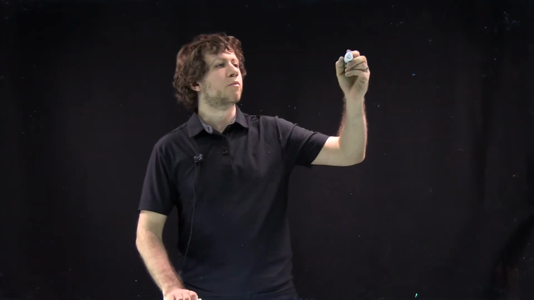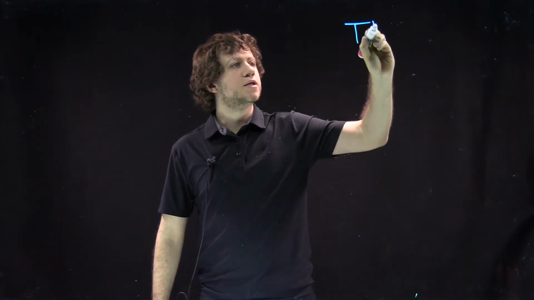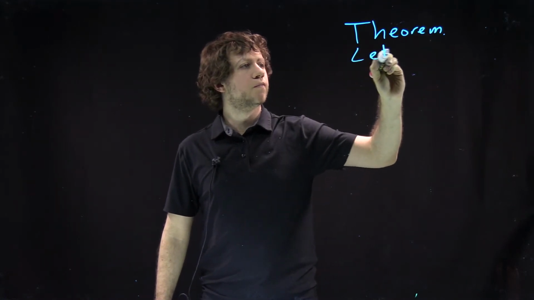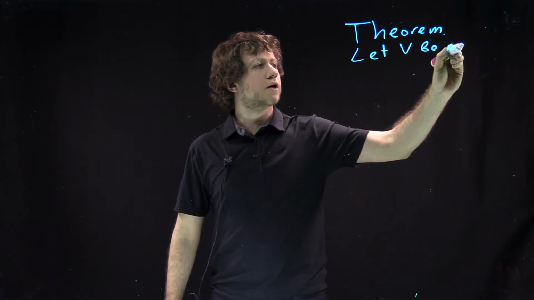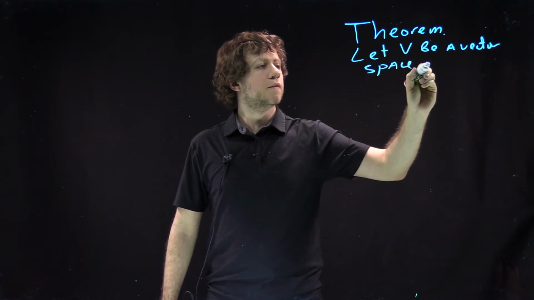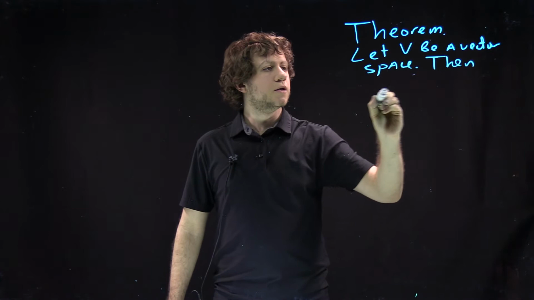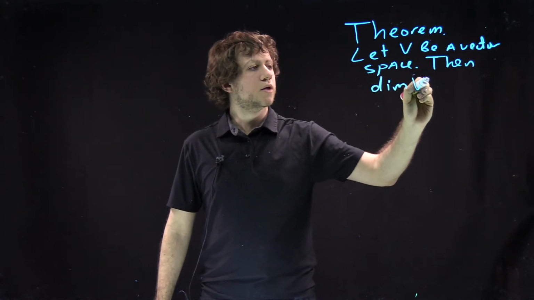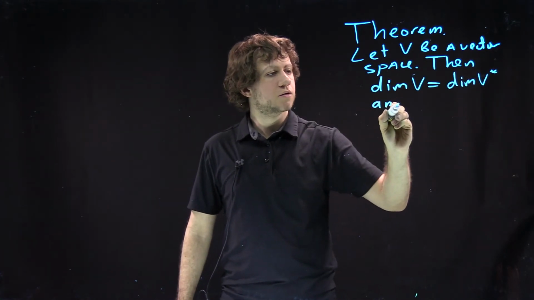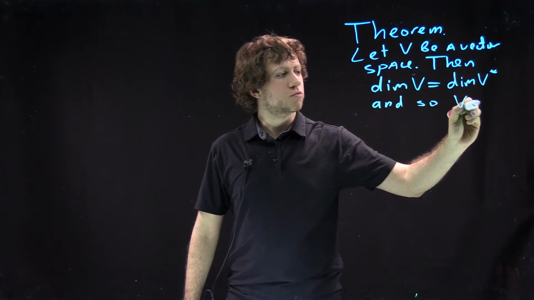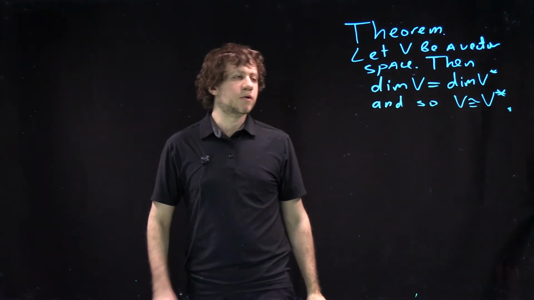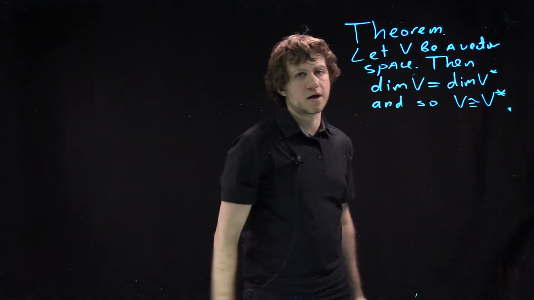Okay, so the main result about dual spaces is the following theorem. Let V be a vector space, then the dimension of V equals the dimension of V star, and so V is isomorphic to V star. That kind of sounds strange. Okay, dimensions are equal, and we know that implies that they are isomorphic.